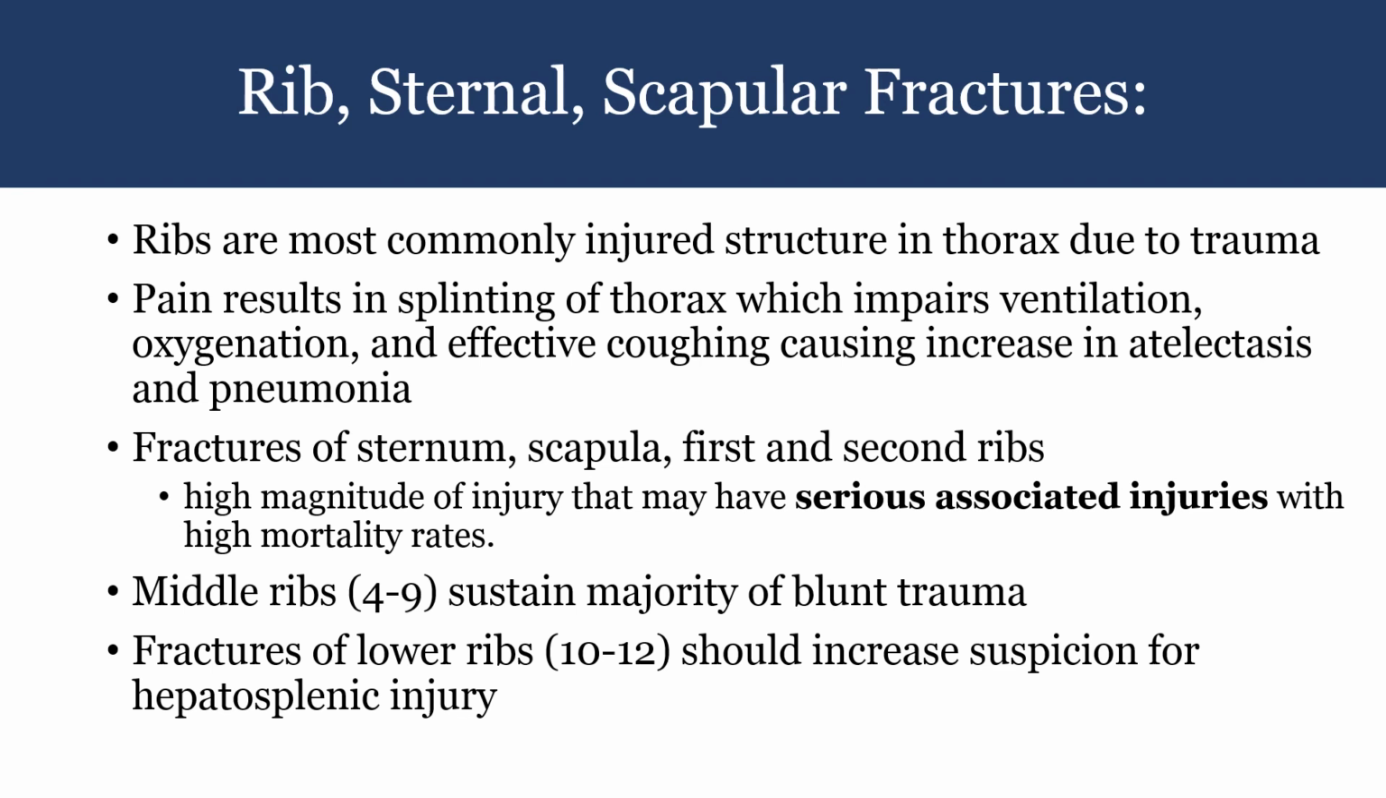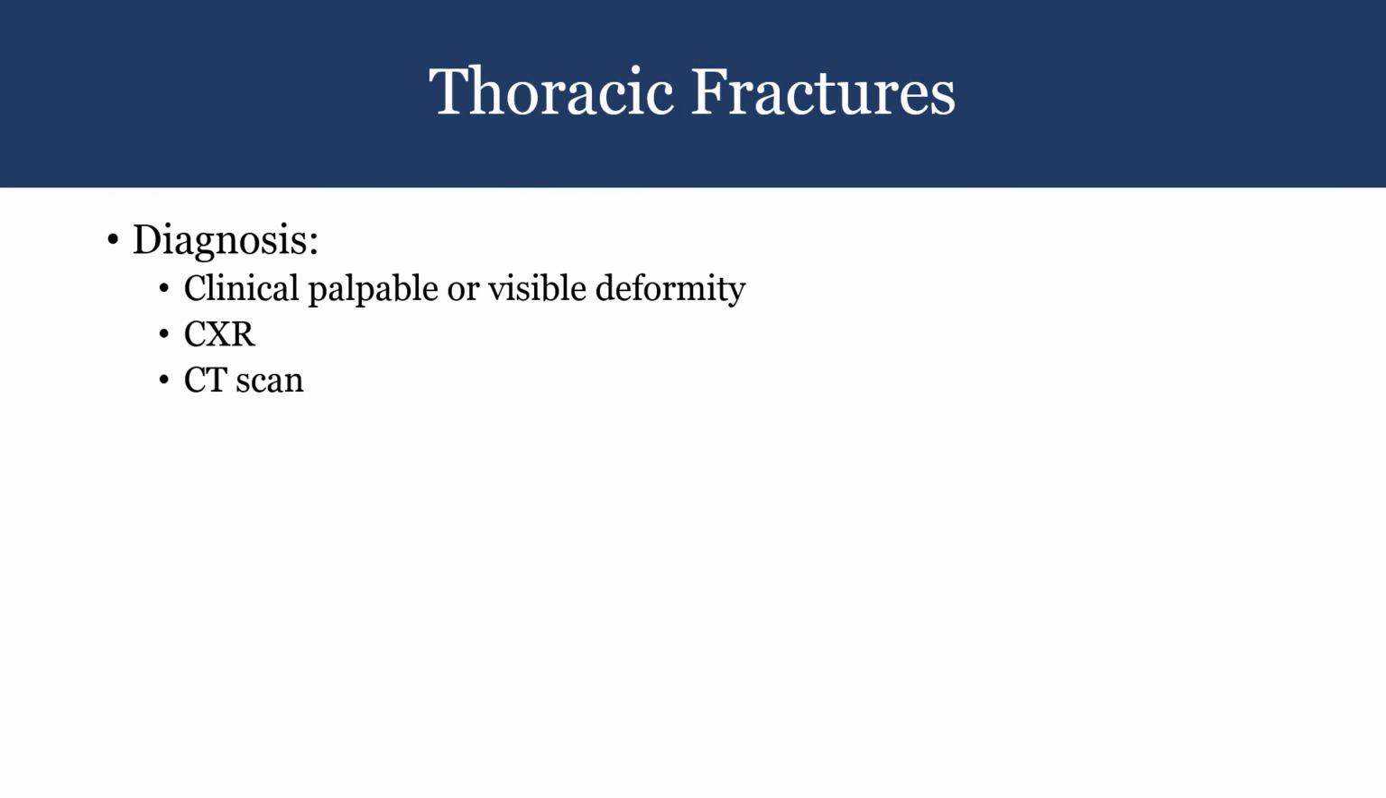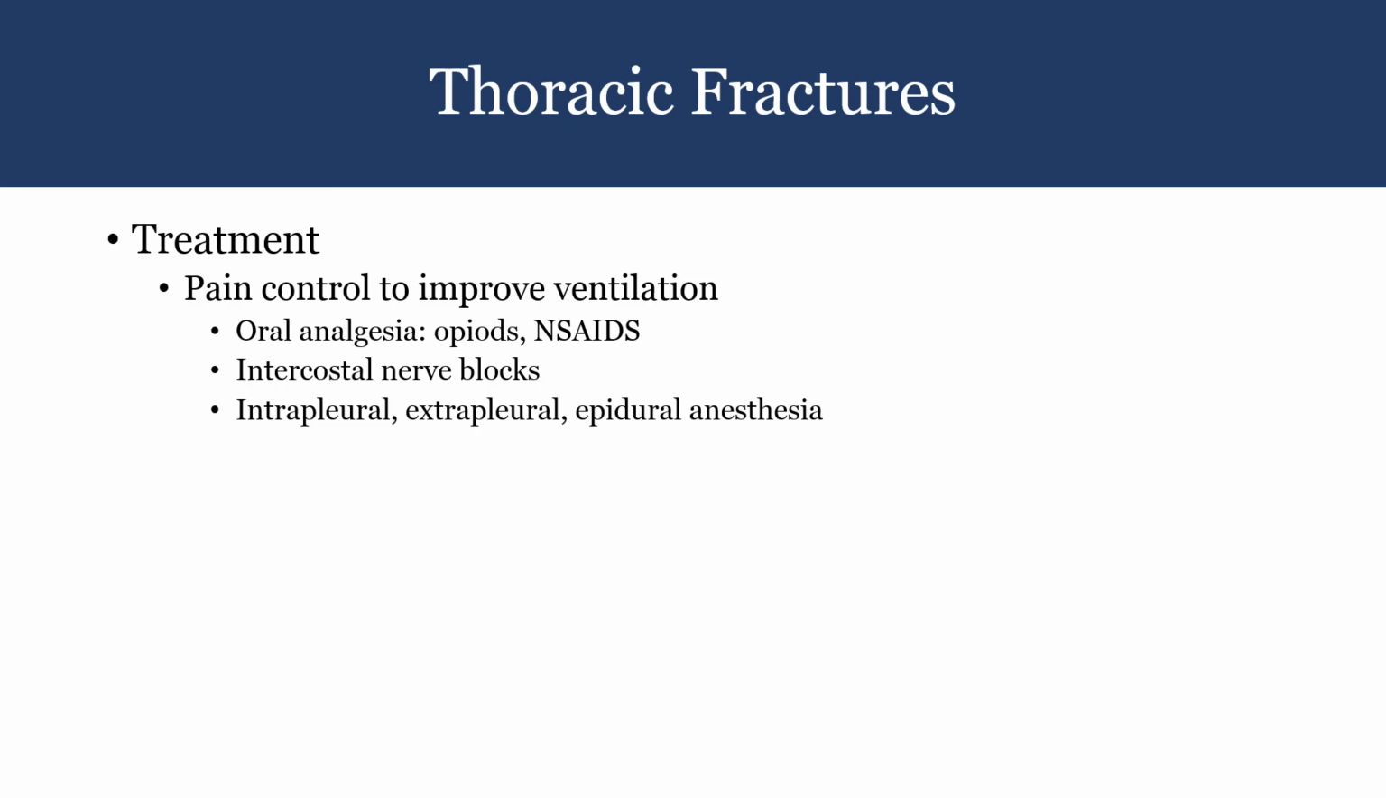If you have fractures of these ribs, because the spleen and the liver tend to lie just under them, always have a high index of suspicion for hepatosplenic injury. And then thoracic fractures: for diagnosis, clinically you can palpate, or you have a visible deformity. You can do a chest x-ray and see the fractures, or a CT scan.